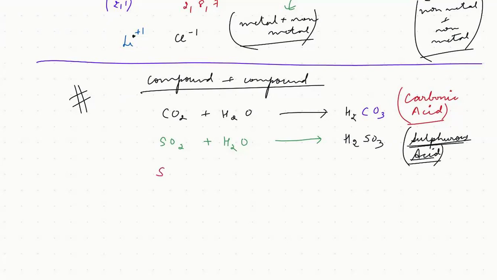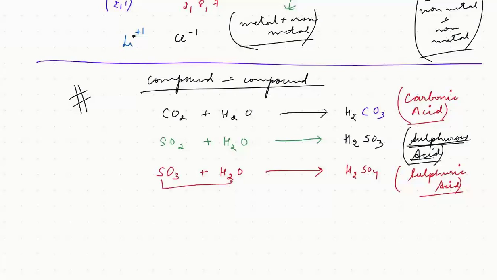If I say SO3 plus H2O, it would be what? H2SO4, and that would be sulfuric acid. So simply you have to write down H at the top, O at the end, and whatever the other element is, apart from O and H, in the center, just by counting the total oxygens and total hydrogens in both of them. So if I say H2SO3, if I say H2CO3, are you understanding?